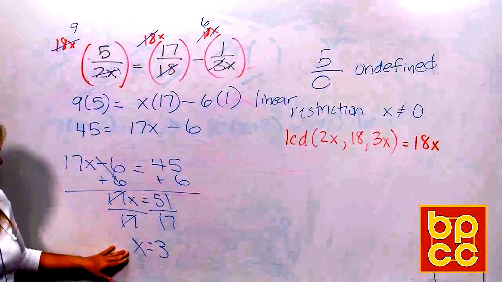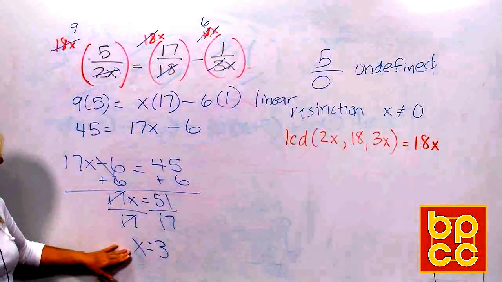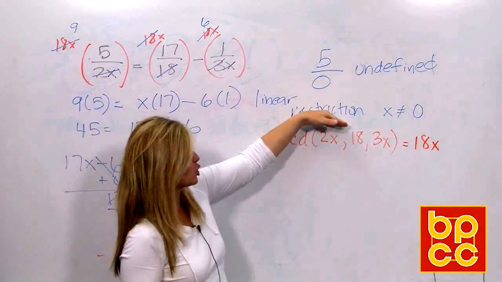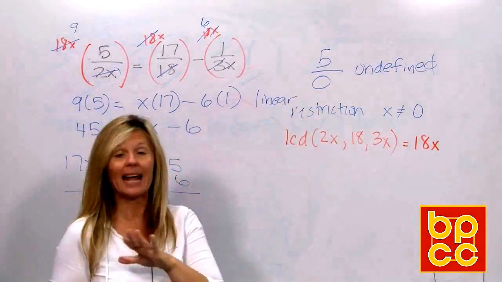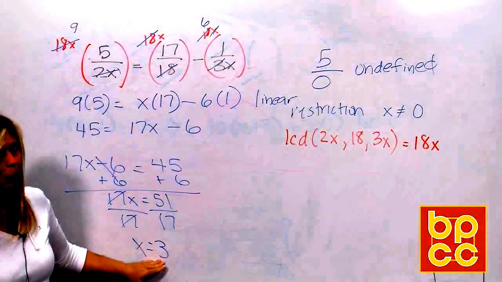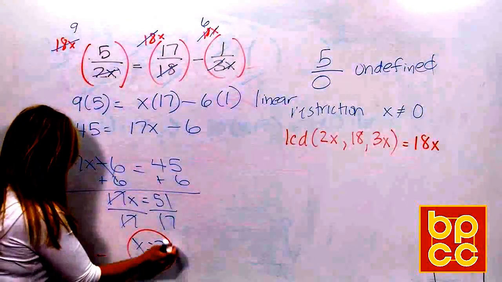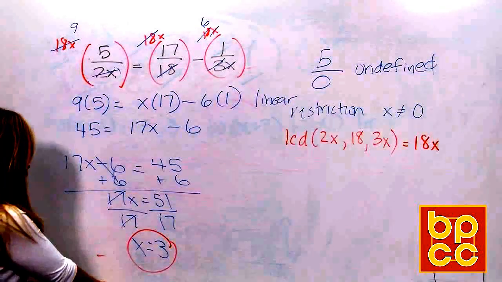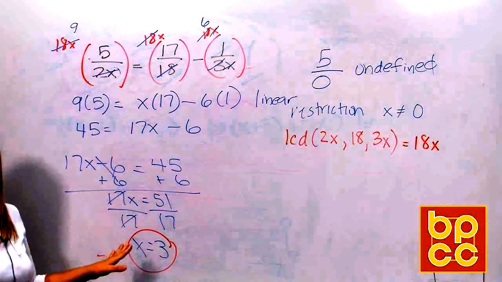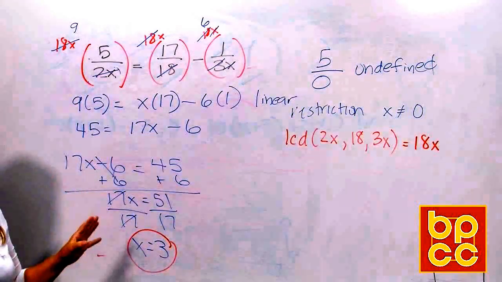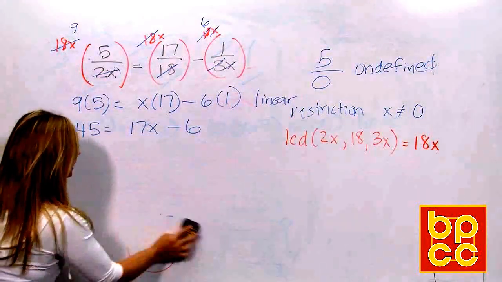Now, what's great about this is I just have to double check myself. Can the answer be 3? Well, you set up here the restriction was 0, which means the answer could not be 0. Is that the number 0? Nope, it's not. So that is our solution, our answer. So what's important is solving is using the least common denominator. The restriction is looking at the denominator.